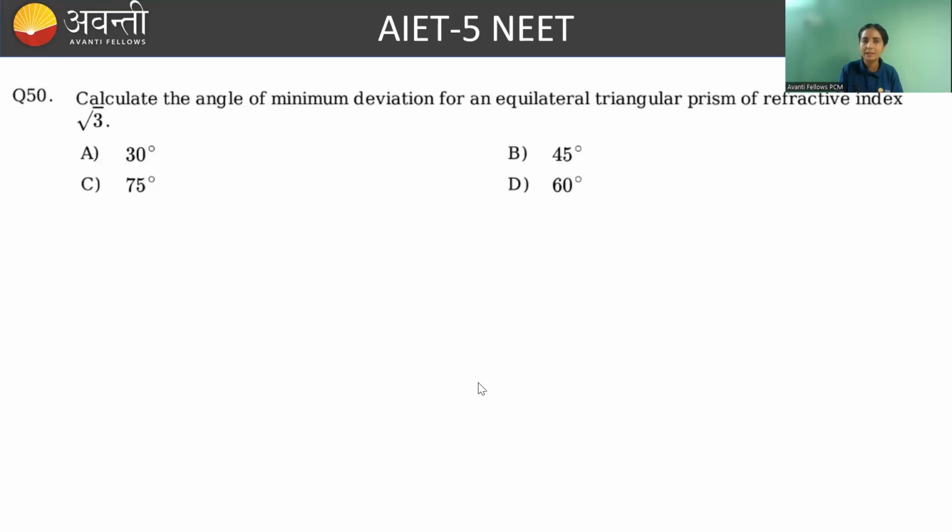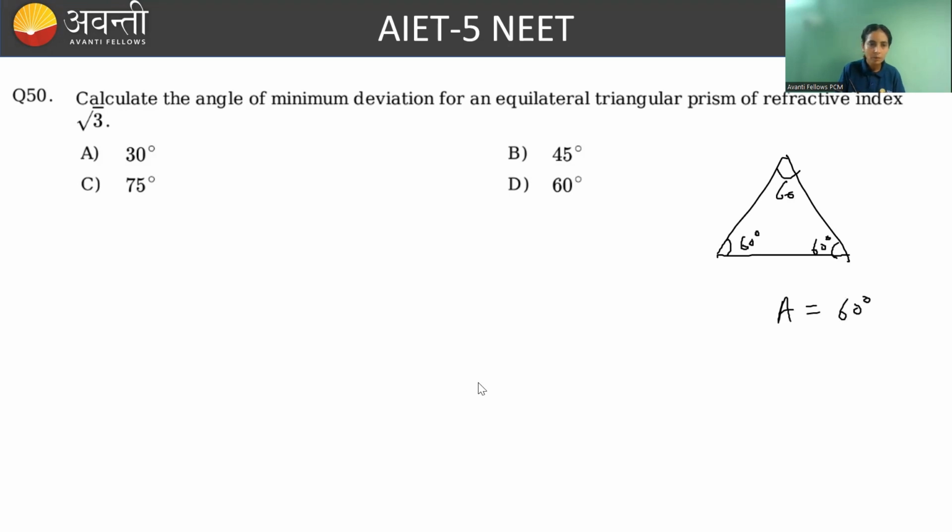Now let's move on to the last question. Calculate the angle of minimum deviation for an equilateral triangular prism of refractive index root 3. Now, the prism is of what sort? It is of equilateral triangle form, right? So equilateral triangle means 60 degrees everywhere, all angles. So the angle of prism must be 60 degrees.